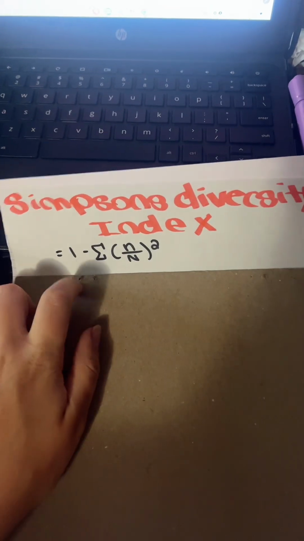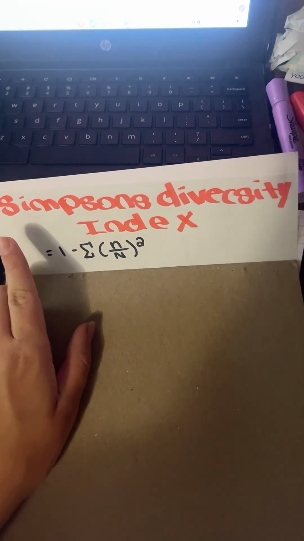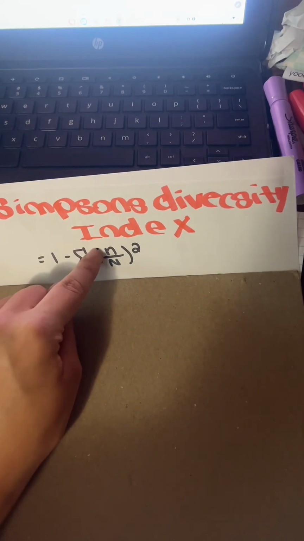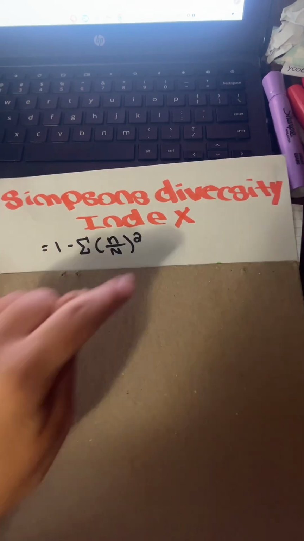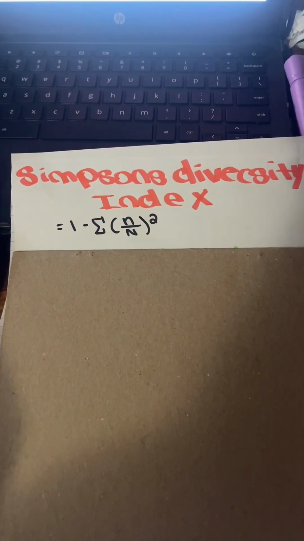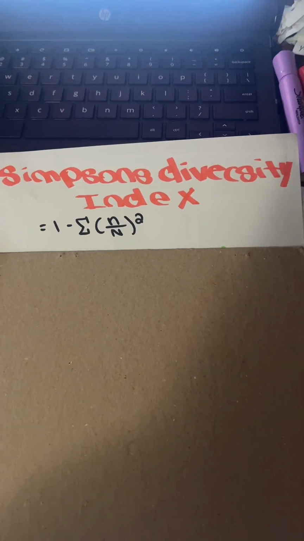Okay, so first let's go over the equation. So it's going to be 1 minus the sum of everything, and then the species divided by the total squared, and we're going to do that for each species, so for species A, B, and C, and this is on our reference sheet on our test.